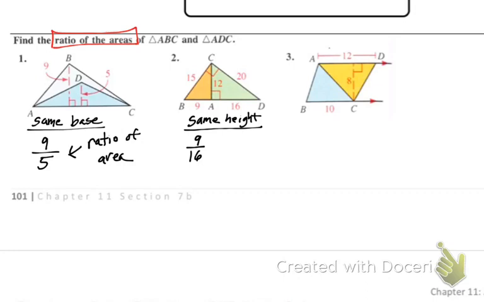Okay, our last one. Same height or same base? Someone raise your hand and tell me same height or same base. Yeah, same height. They're both stuck at this height here, so same height, so we're going to use our bases. ABC is 10. The base of ADC is going to be 12. We can simplify that to 5 over 6. So same bases, use the height. Same height, use the bases.